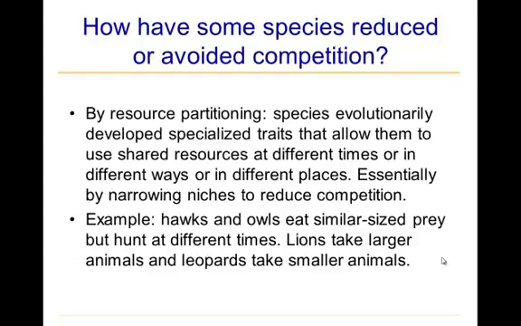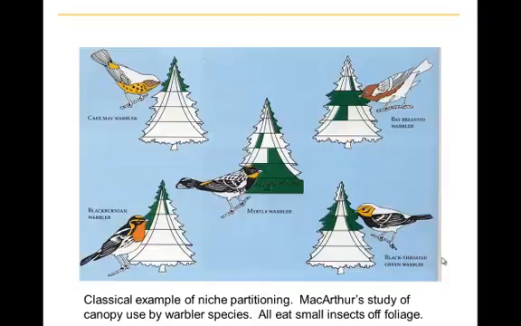A classical study of competitive exclusion was done by an ecologist named MacArthur, and MacArthur studied warblers that fed on the foliage. They're foliage gleaners. What they do is they go over the leaves and the branches of trees to look for small insects, and essentially, they're all in the same niche. But MacArthur, upon close inspection, found that they had, to some extent, divided up the resource.